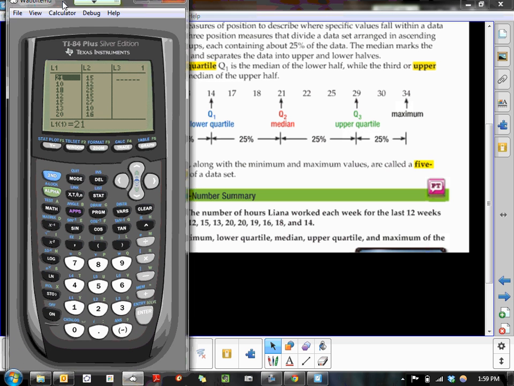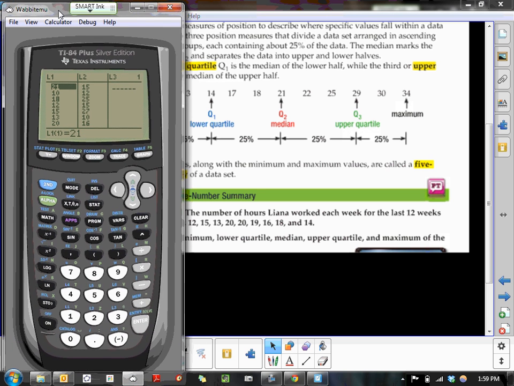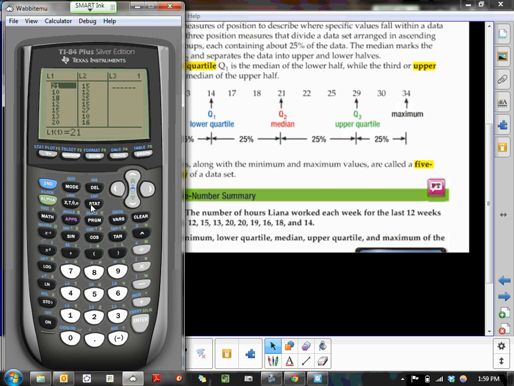So once we have it in there, the majority of our input work is done. All we have to do is hit our stat. We're going to calculate, in this case, 1-variable statistics again. Our values are in list 1. We did not use a frequency, and we're going to calculate.